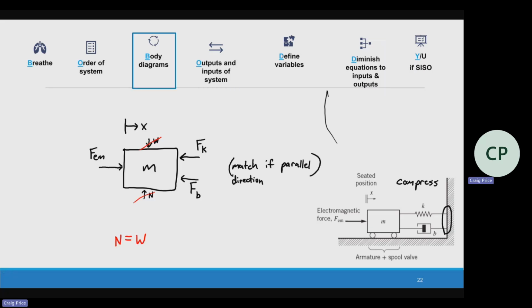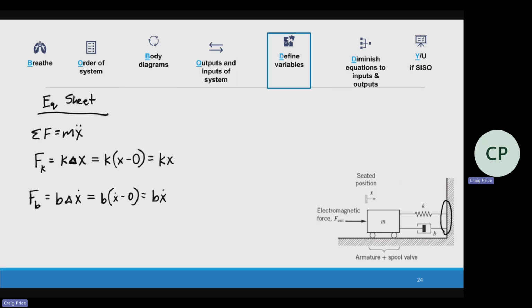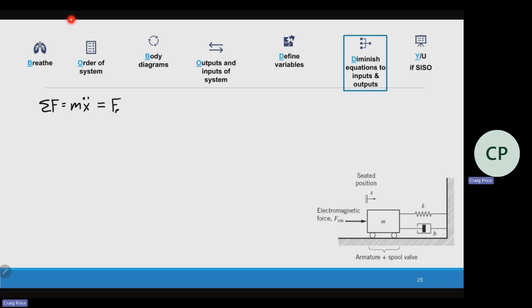Which forces are positive? Electromagnetic force is positive, right? Because we're following X. So FEM is positive, the other two are negative. So the sum of forces is equal to FEM minus spring force minus damper force. Sum of forces equals mx double dot. Free body diagram, I have my sum of forces. Now we can use the definitions that we put down. So I'm going to replace spring force and damper force with their definitions.